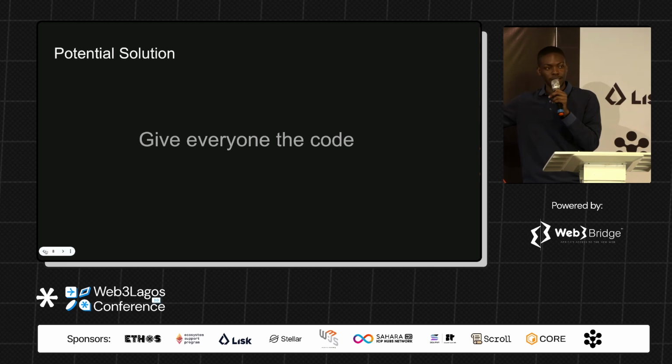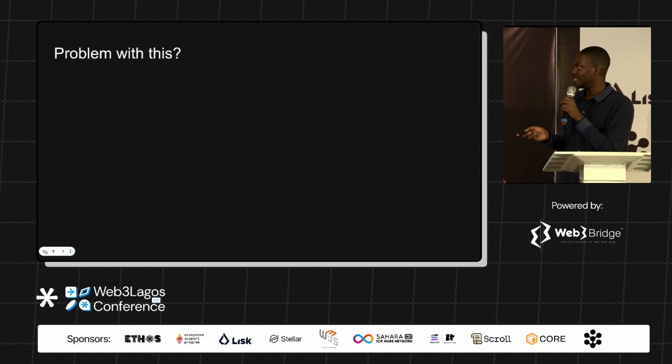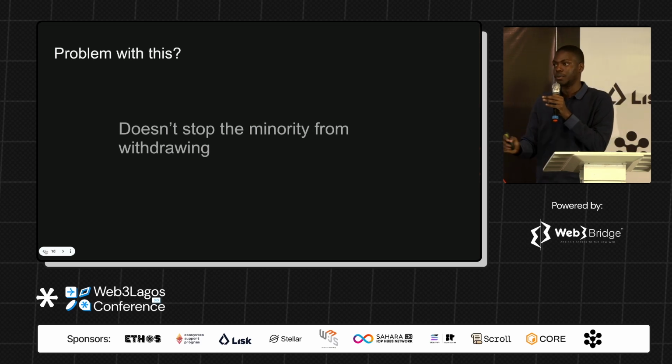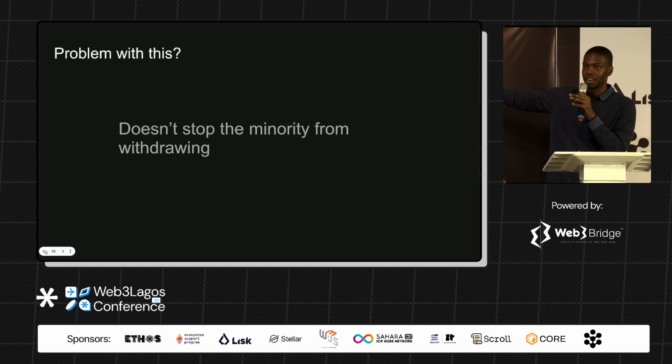Someone could assume that a potential solution is to give everybody the code to the withdrawal box. But obviously this doesn't work, right? Because anybody can just go to the box, put in the code, and carry everything. The problem with this is that it doesn't stop the minority from being able to withdraw from the box. If 4 people go there, one person has the code, so they can open it. So the happy part is good, but the minority part is not good.